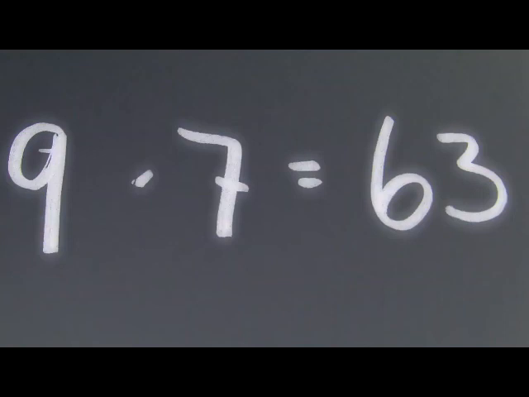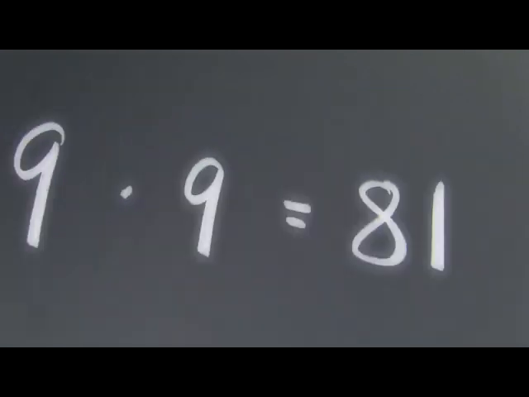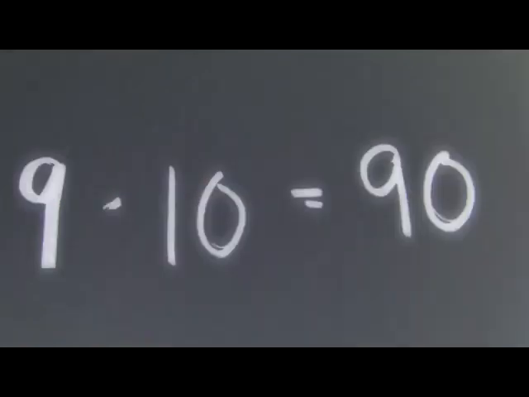Nine times seven is 63. Nine times eight is 72. Nine times nine is 81. Nine times 10 is 90.